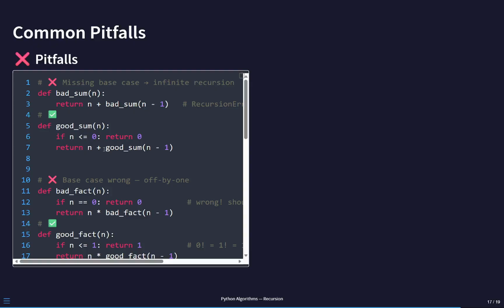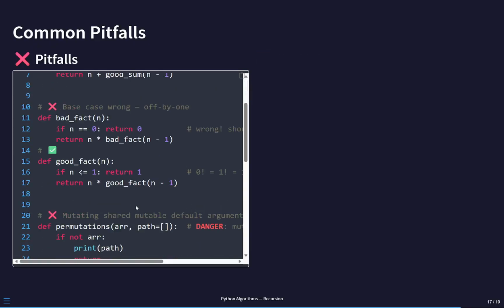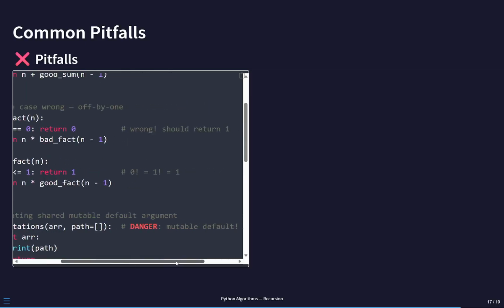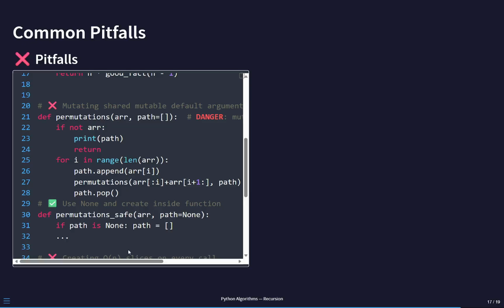Wrong base case, off by one. bad_fact returns 0 for n equals 0. Wrong. Factorial of 0 is 1, not 0. This propagates silently, giving bad_fact(5) equals 0 with no error message. The mathematical base case is 0! equals 1! equals 1. Always test factorial 0 and factorial 1 before trusting your implementation.